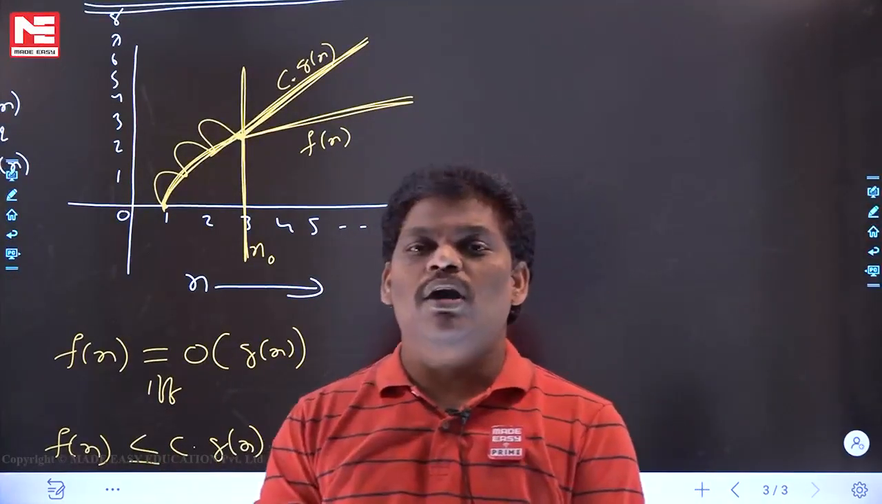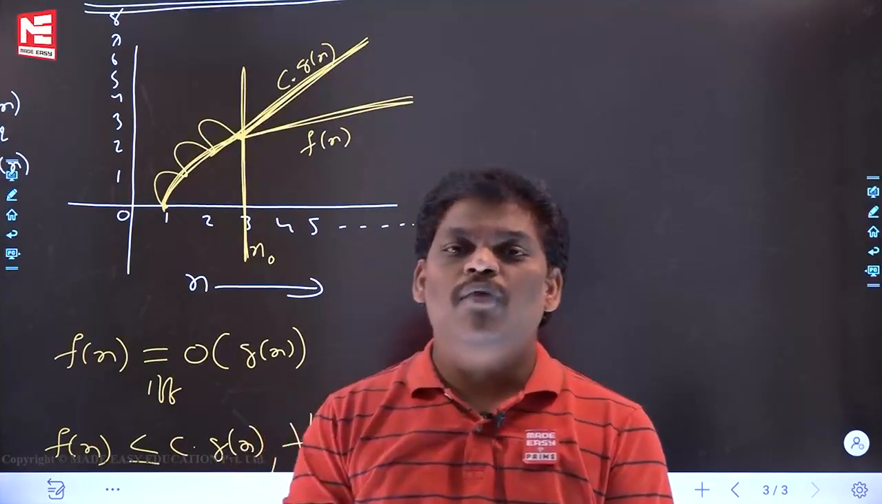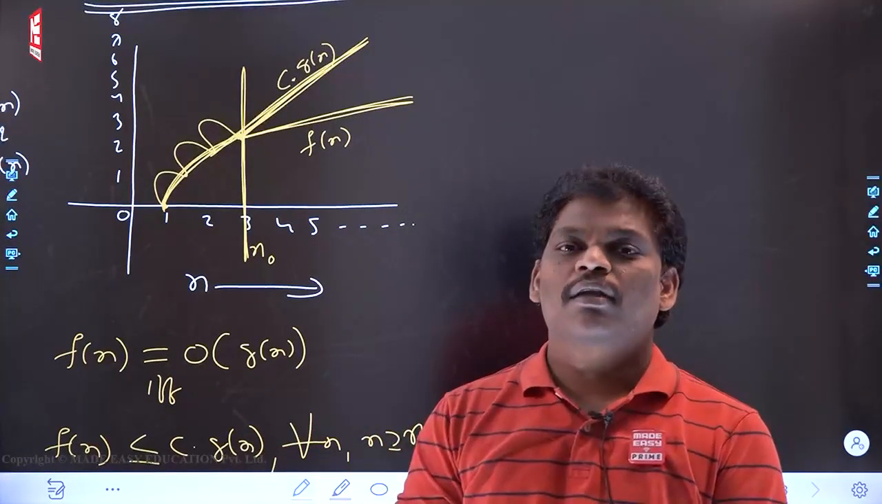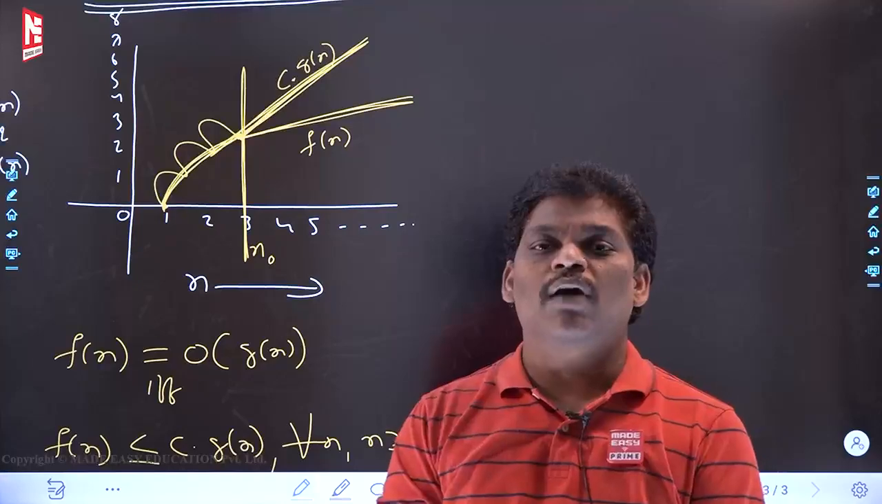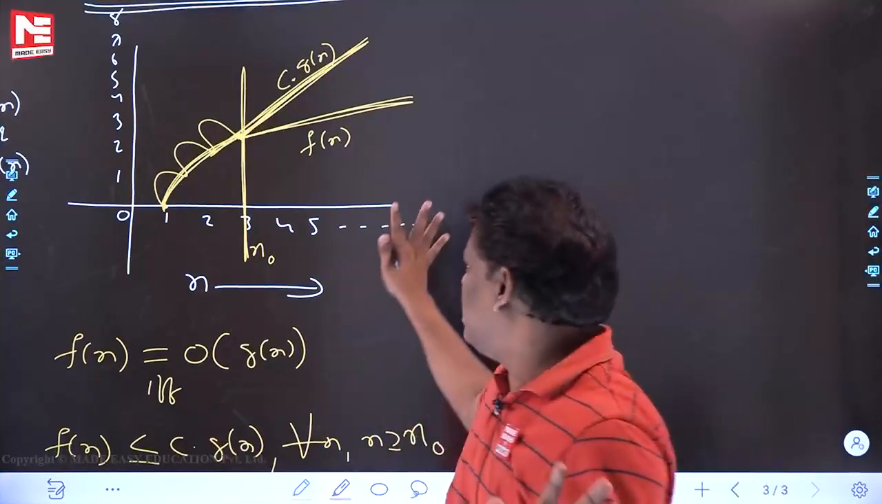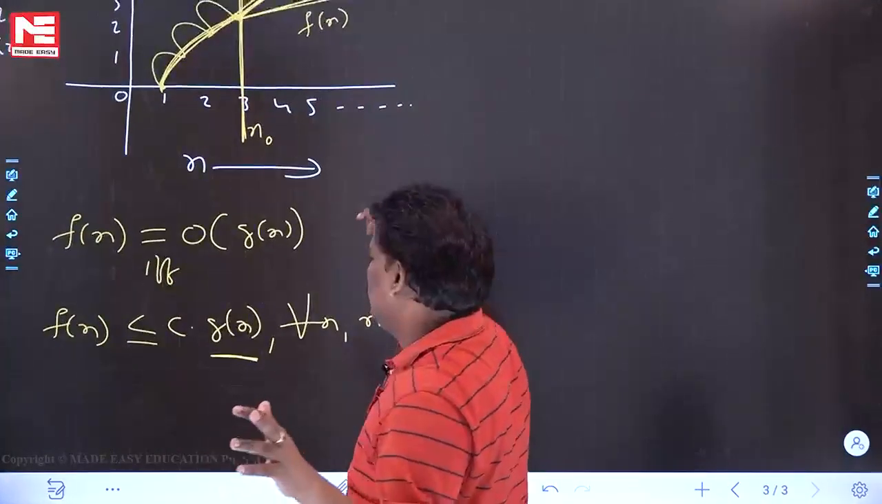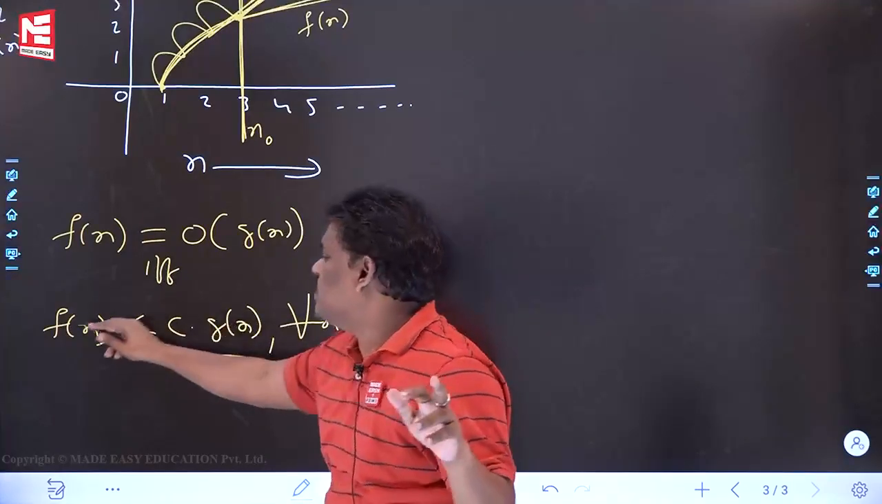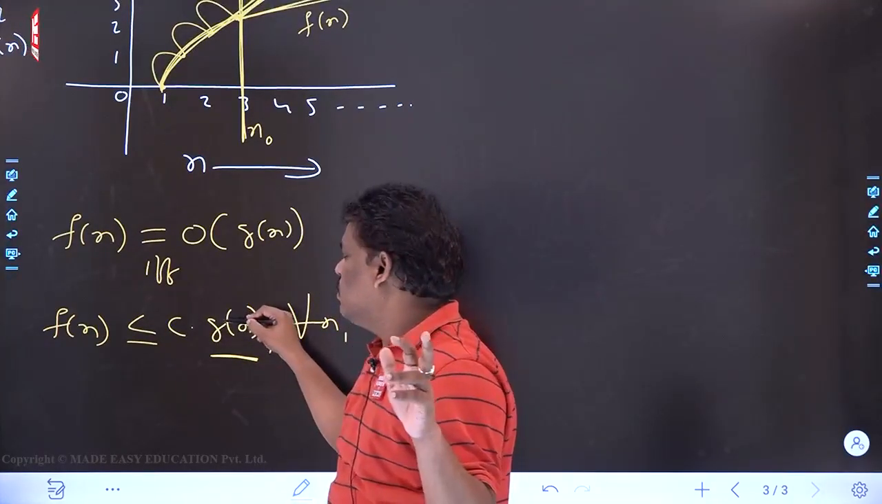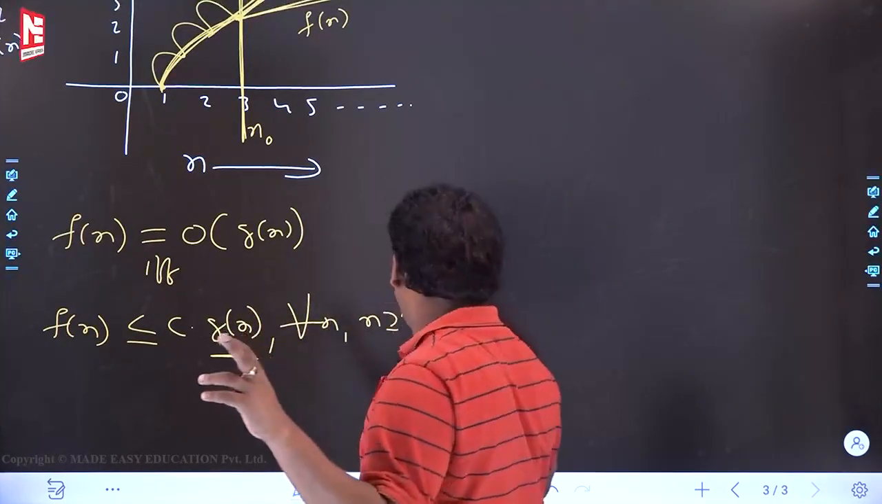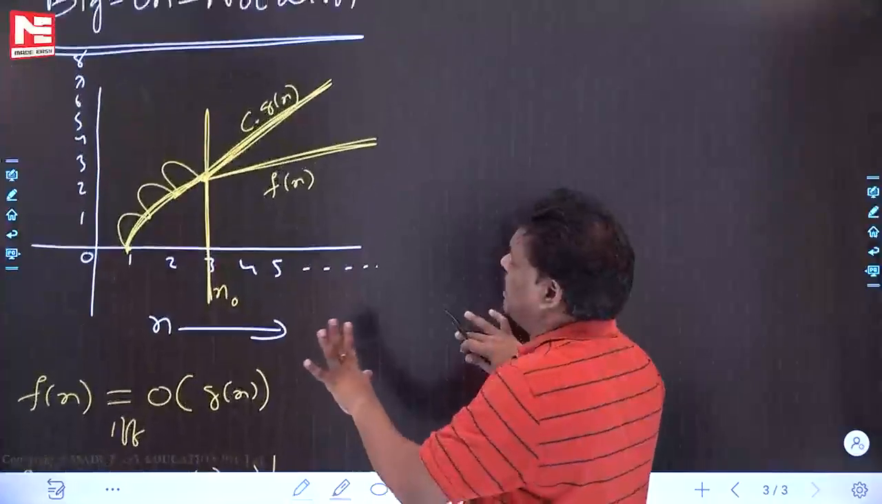F of n is big O of g of n. The meaning is, comparing f of n and g of n, g of n will be bigger from n0 onwards after taking c's help. This is the same thing I said. G of n is bigger, or bigger or equal, comparing with f of n after taking c's help from n0. I showed the same thing in the form of a diagram.